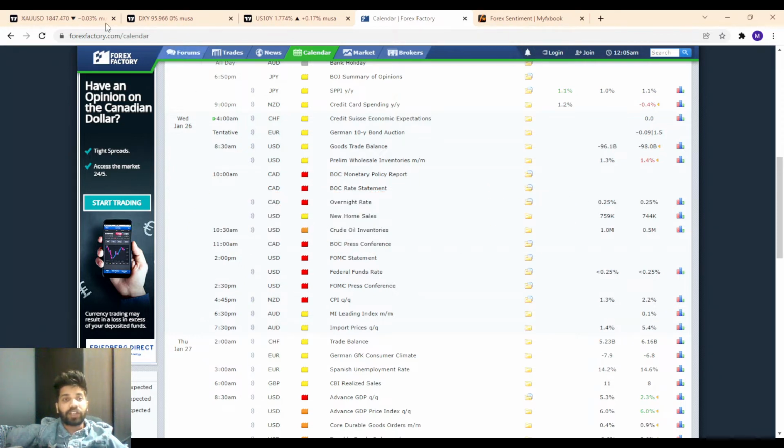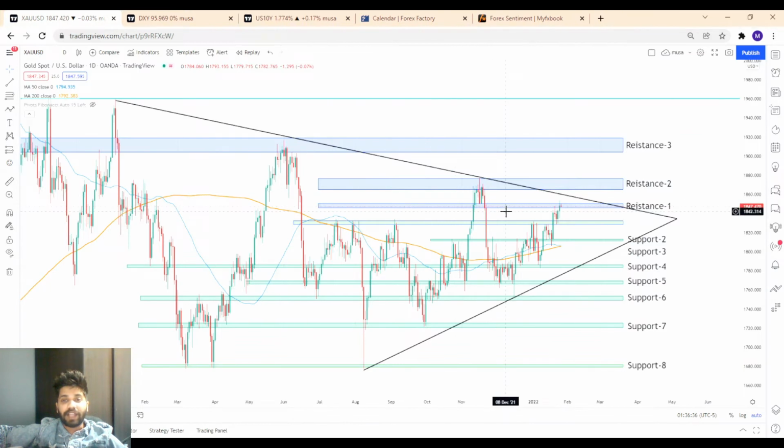So let's go into the chart and see what is happening right now. As we can see, gold is consolidating inside this symmetrical triangle. In the broader picture, the price is continuously making higher lows over here, over here, over here, and on the flip side the price is making lower highs as well. The range for gold has narrowed, and at any moment the price of gold can break either on the upside or on the downside.